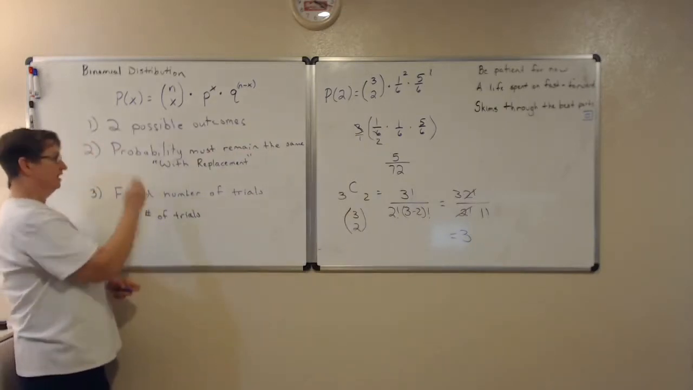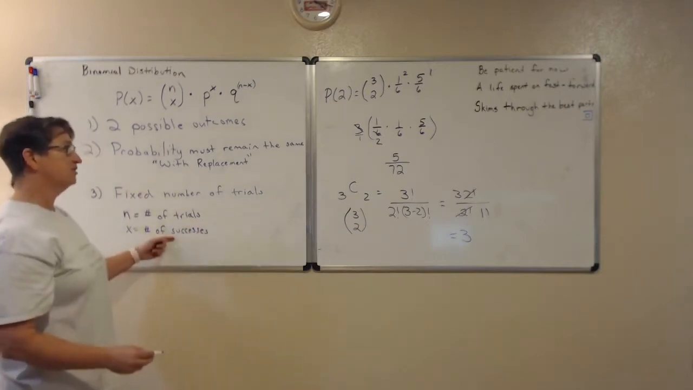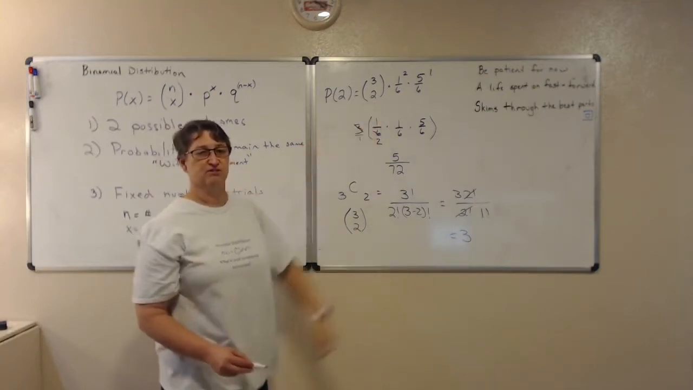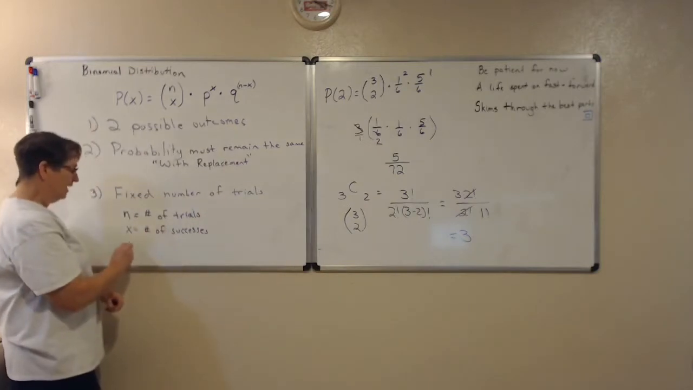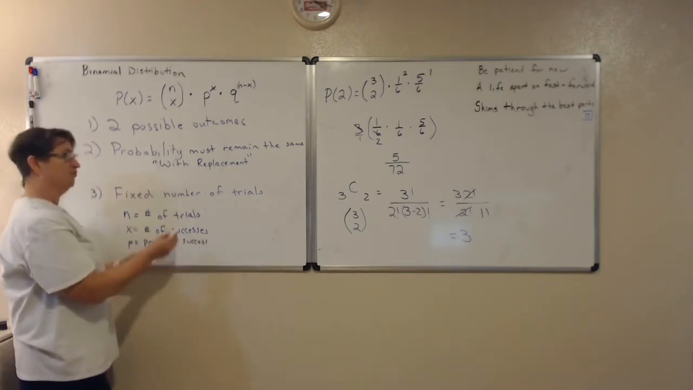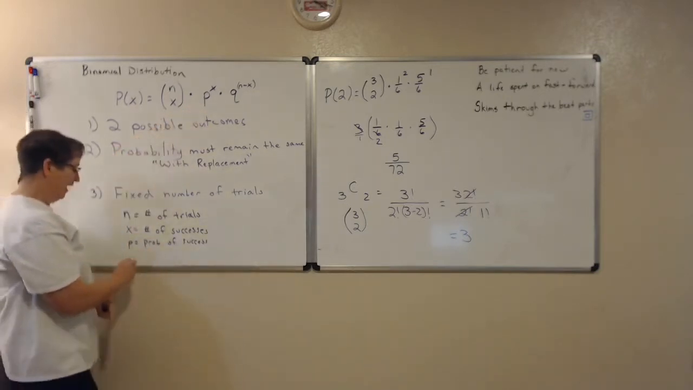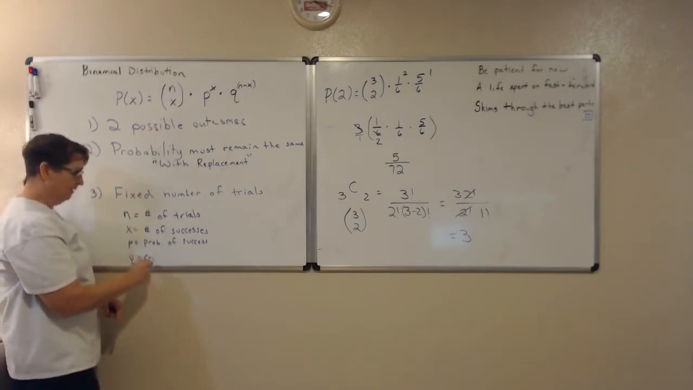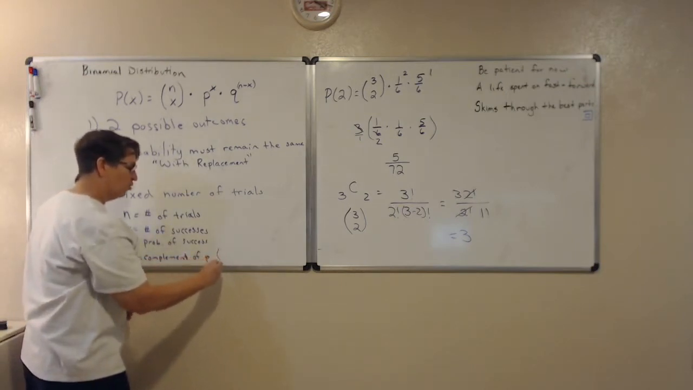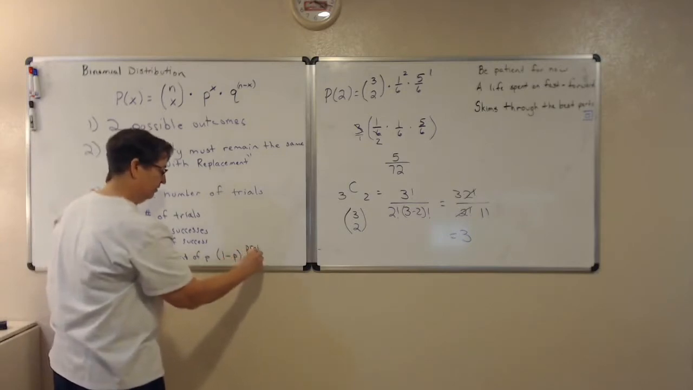The x is the number of successes that we want. So that's the number of successes that we're trying to get. So here I wanted 2 wins. So that's the number of successes that I want. Then my p is the probability of success, which remains the same every time. That's one of the conditions there. So the probability of success is my p, and then my q is the complement of p, or you could say 1 minus p, or you could just say it's the probability of failure.